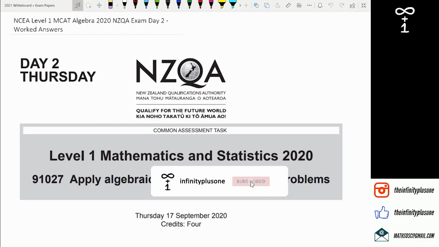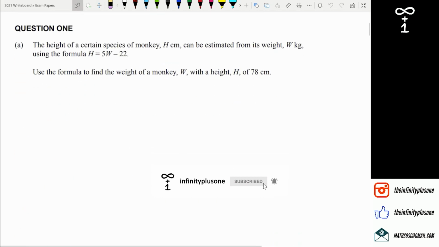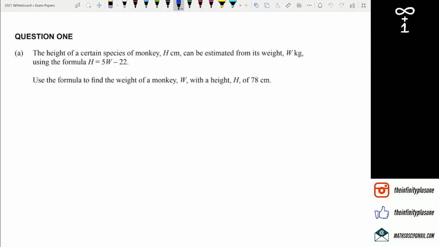All right, so let's go to question 1 of this paper, guys. So question 1, what we have here is a straightforward substitution question, is it? No, it's a rearranging question. We've been asked to figure out what W is when H is 78 centimeters. So we're just going to replace H with 78.